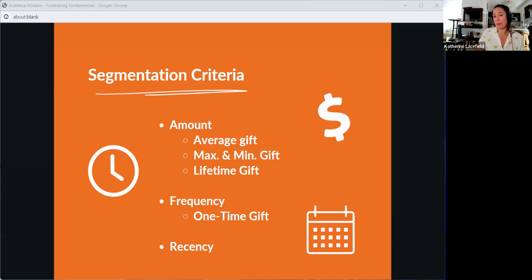You might also want to segment based on frequency. Are they one-time givers? Are they monthly givers? Have they given many times throughout their lifetime?